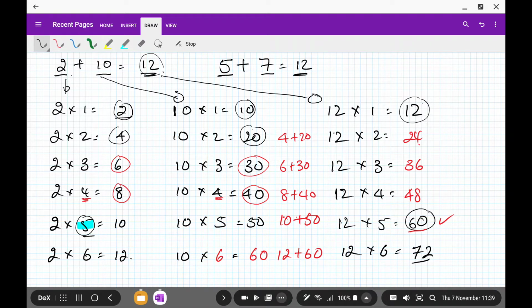Does it make sense? So really, the best way of learning your times table is by heart. But of course, this is one way of learning your times table. Hope it's useful. All right, see you on the next lesson.